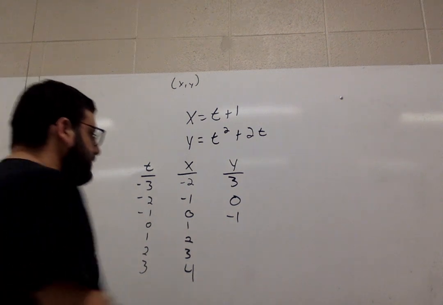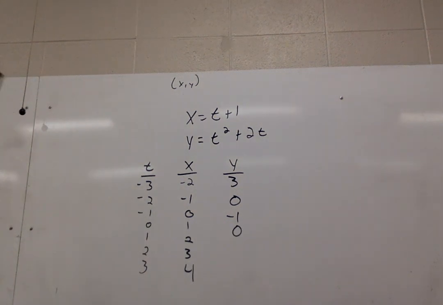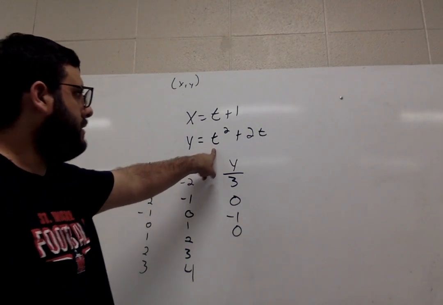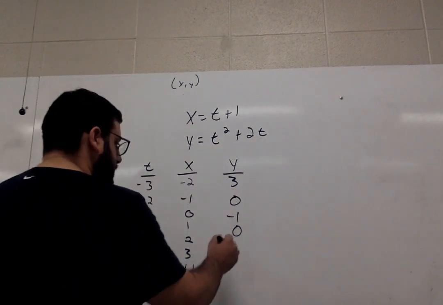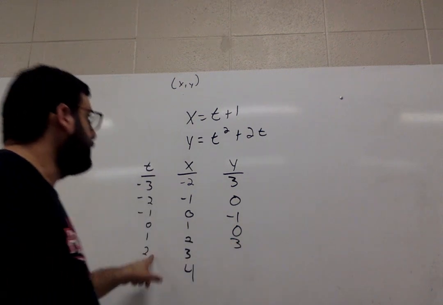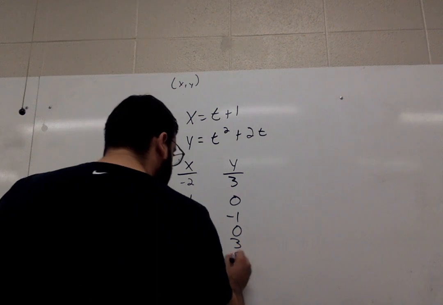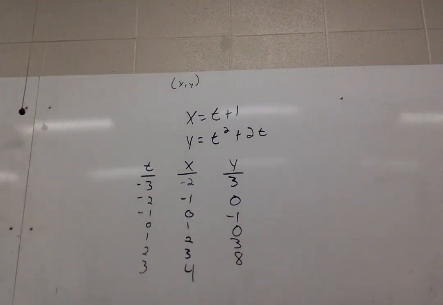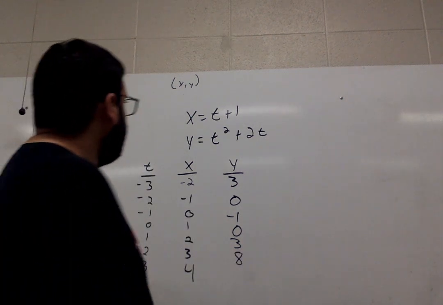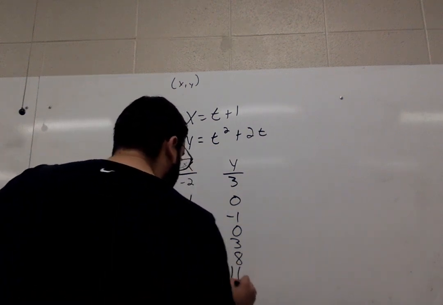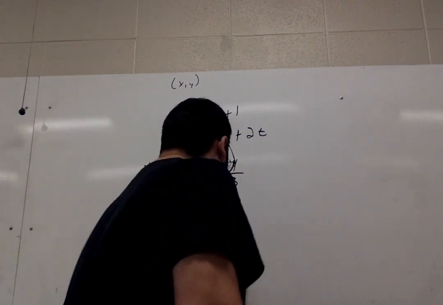So for 0, that's just going to be 0. For 1, 1 squared is 1. 2 times 1 is 2. 1 plus 2 is 3. For 2, 2 squared is 4. 2 times 2 is 4. 4 plus 4 is 8. If I do 3 right here, 3 squared is 9. 2 times 3 is 6. 9 plus 6 is 15. Oop, not 16. 15.